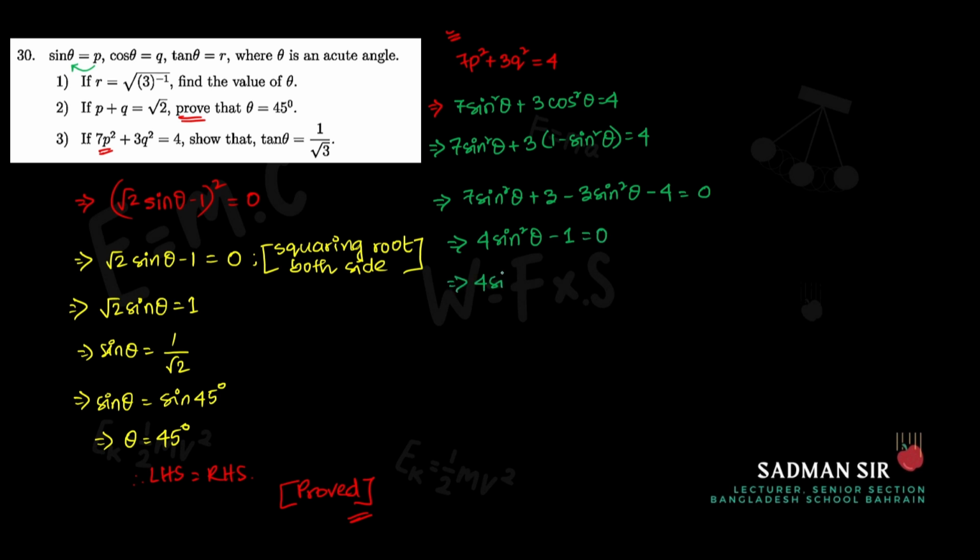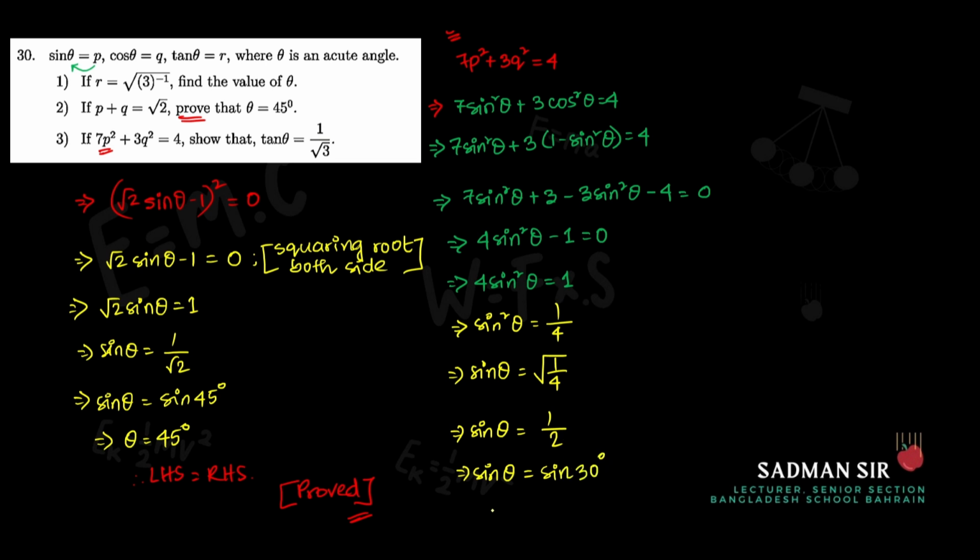So 4 sine square theta equal to minus 1. If I take it to the other side, it will become 1. So sine square theta is equal to 1 by 4, because 4 is multiplied; change the side, it will be divided. So how did I get sine theta? Taking root over. So we have to take root over on this side. Sine theta equal to 1 by 2. Now 1 by 2 is the value of sine, I guess, 30 degree. Yes, 30 degree. So theta is equal to 30 degree. This is what I got.